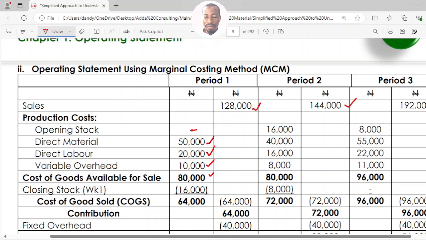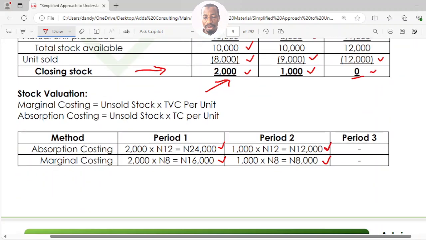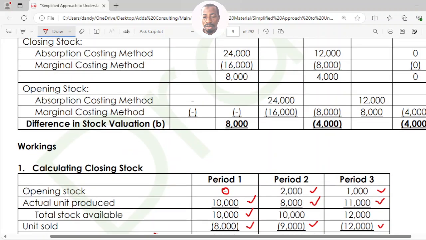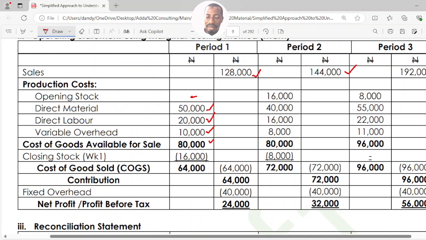Closing stock, we have already valued using the marginal costing approach. Our closing stock for period 1 is 16,000 under marginal, and for period 2 it is 8,000. That's the 16,000 you are seeing here. So 80,000 minus 16,000 will give us 64,000. This 64,000 is called cost of goods available for sale, or cost of sales. Ordinarily, immediately after the cost of sales, I'm supposed to add variable non-production costs. Any other cost that is not related to production but is variable, I'm supposed to add to the cost of goods sold.